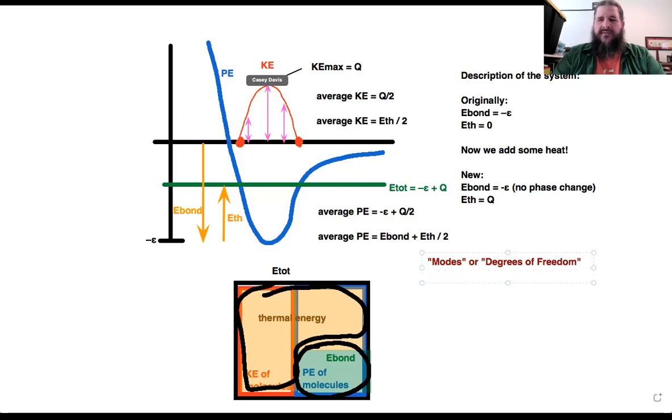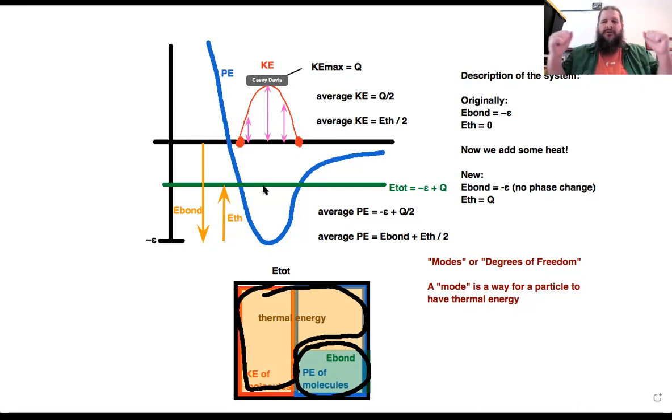A mode or a degree of freedom is just a way to have energy. A way for a particle to have energy. Specifically thermal energy, but that thermal energy, again, is split up into both kinetic and potential. The kinetic energy that the particles have because they can move, and the extra potential energy that allows them to be closer together or further apart, that all counts as thermal energy.